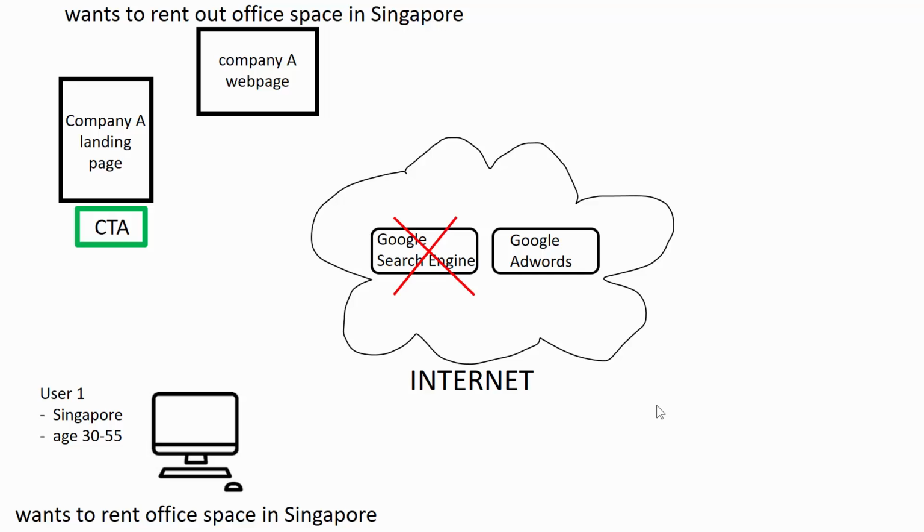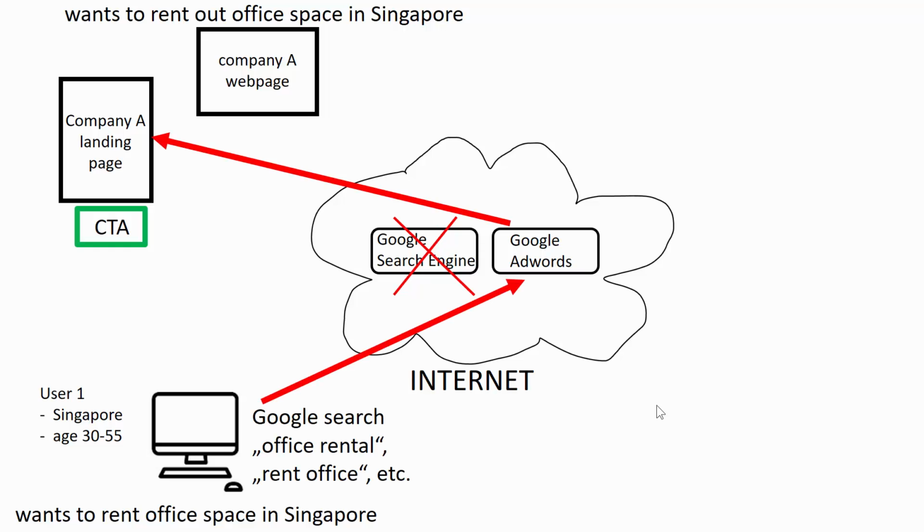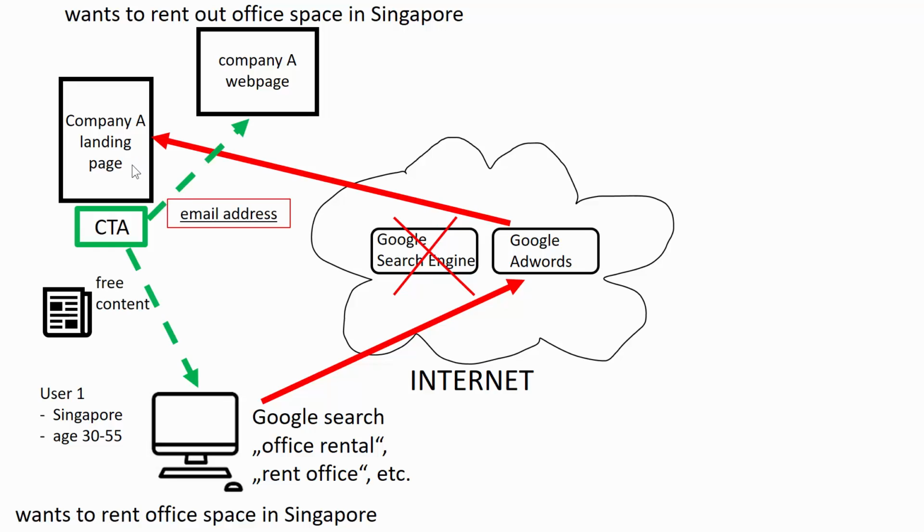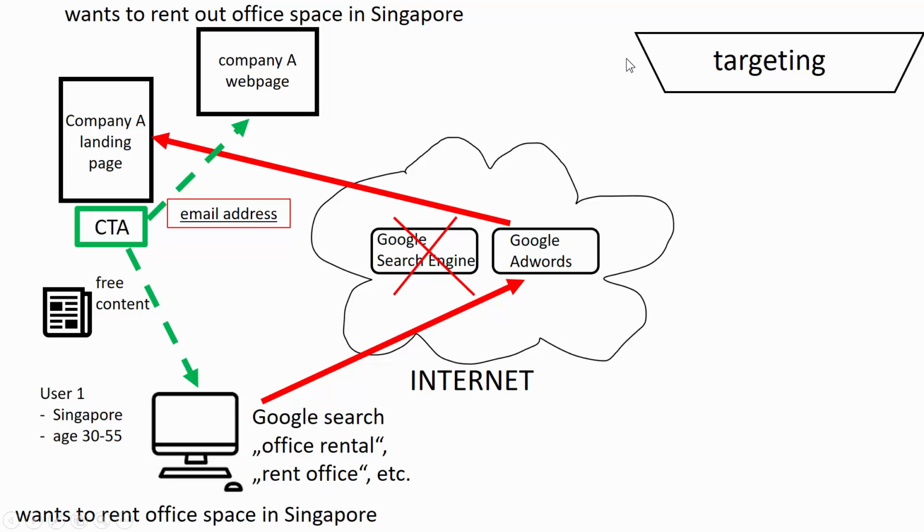We don't use the Google search engine here, we use the Google AdWords, and when our user does a Google search for office rental or rent office or some other similar keyword, the Google AdWords search engine would redirect the search to the company landing page here. If the landing page has a nice design, our user will click on the call to action button, which will send him free content, but only after he left his email address, which will be forwarded to the company. The email address triggers a new lead for the sales funnel. And this is shown here. We have a sales funnel, an additional one.